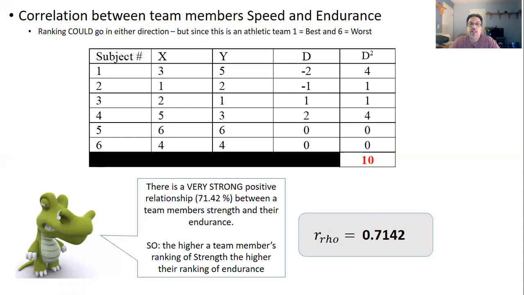In this case, the interpretation is a very strong positive one. So the higher a team member's ranking of strength, the higher their ranking of endurance. Again, I didn't repeat myself because I had this listed. I have listed it as very strong. If you skip this step, you should say there's a very strong correlation between the two. But again, technically, I should know that by saying the 0.71.